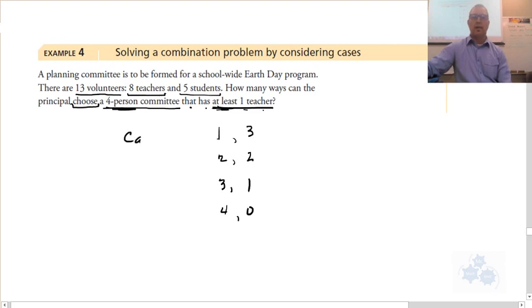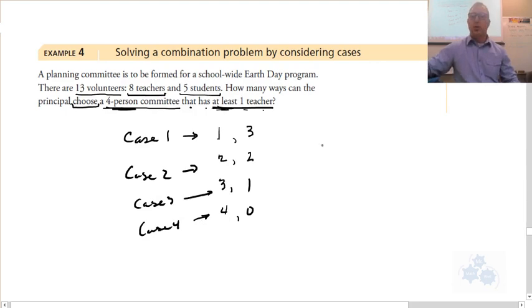So case 1 is going to be this one with 1 teacher and 3 students. Here's going to be case 2 and so on. Case 3 is this one. Case 4. You guys with me so far?